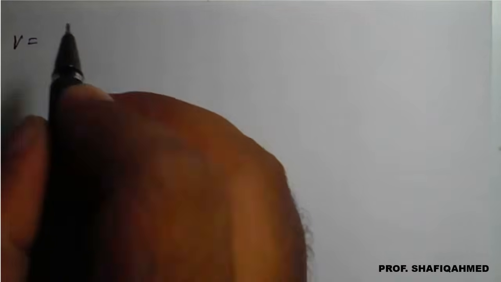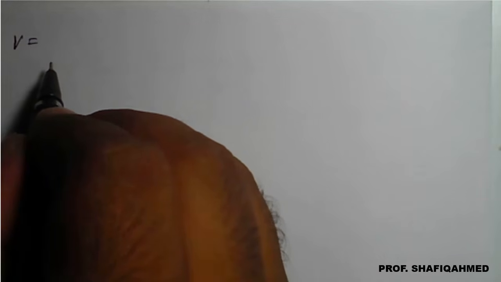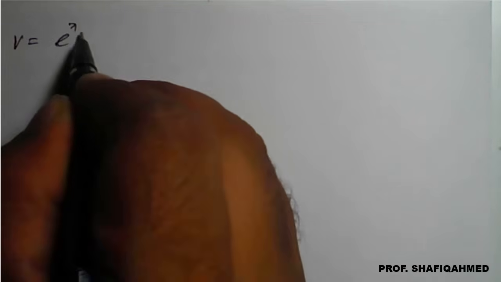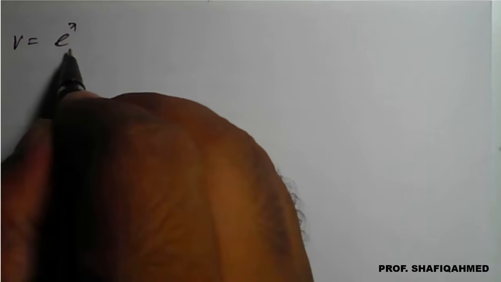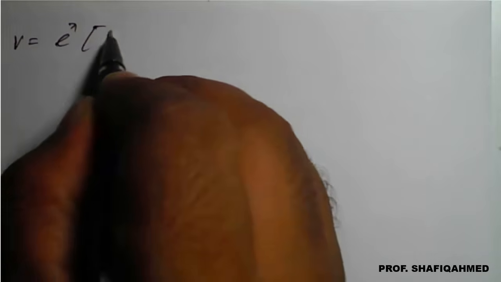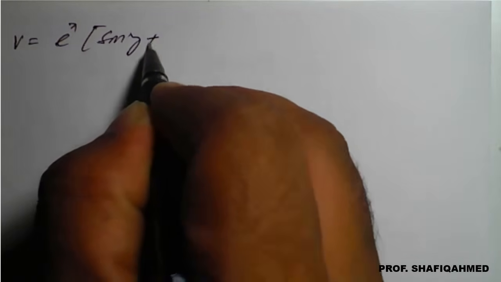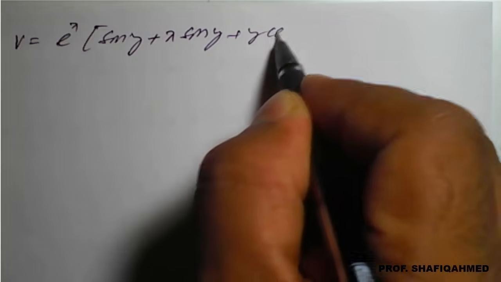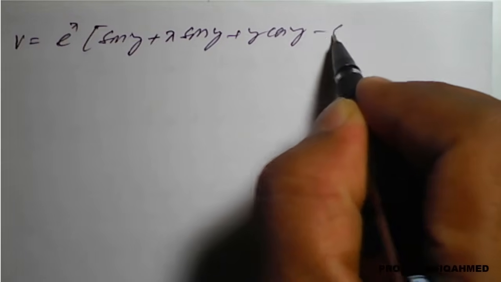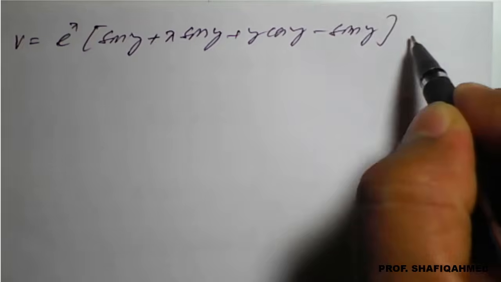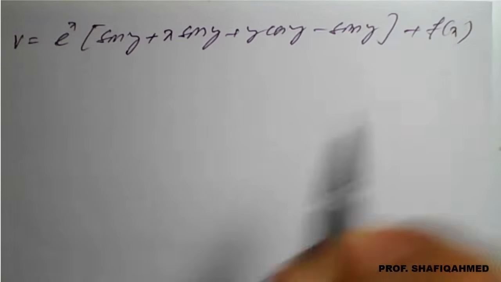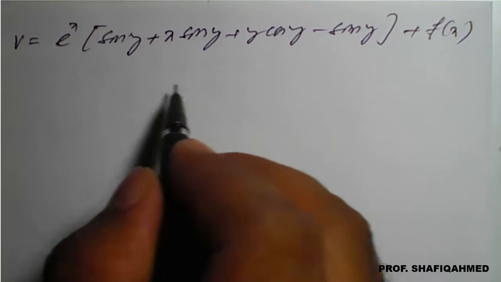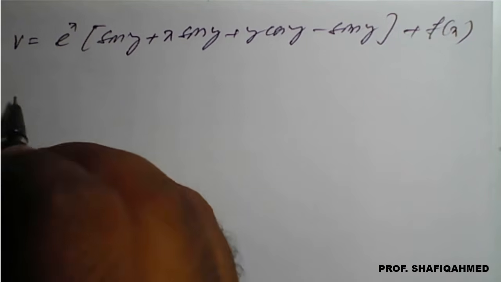so v is equal to, we'll get finally, e raised to x, if you take common, we'll get this one as sin y plus x sin y plus y cos y minus sin y, close the bracket, plus f of x. Okay, or if you simplify again, so sin y minus sin y cancel.